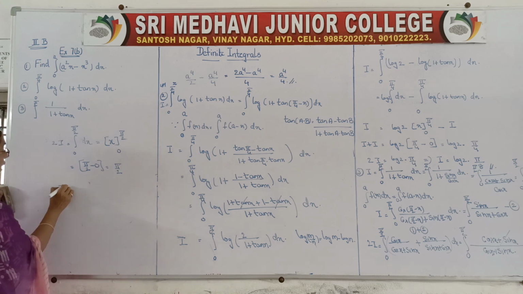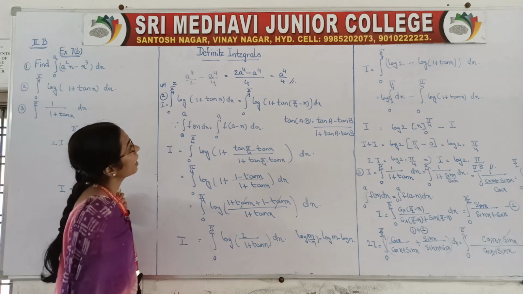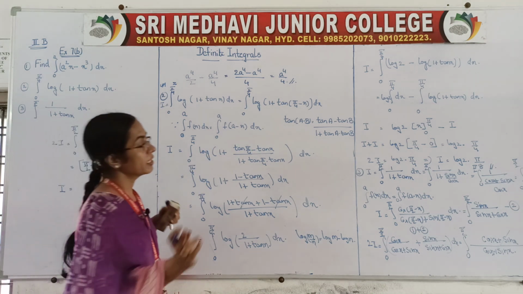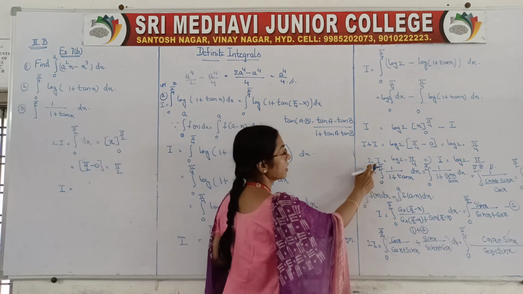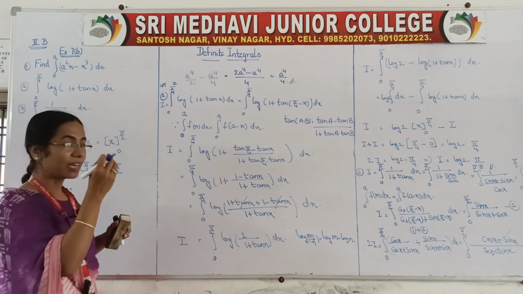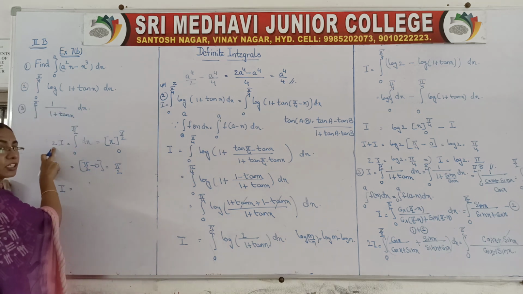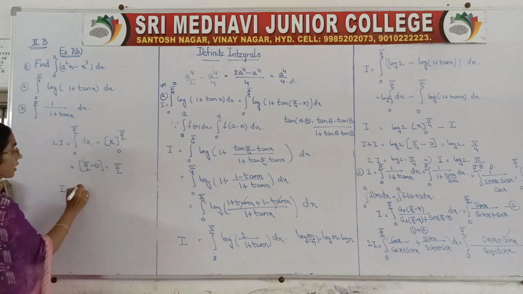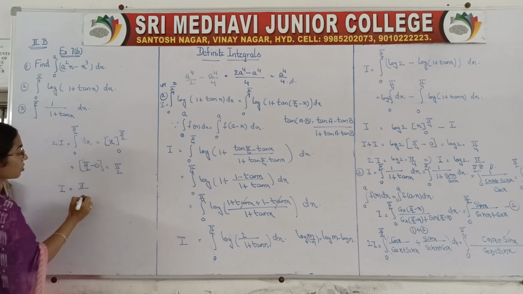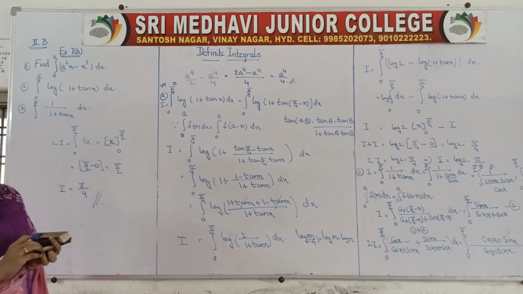We want only I at the end, we want the I value. Why? In the beginning, in the question, we have taken I is equal to integral 0 to pi by 2, 1 by 1 plus tan x. So that value we want, only I, not 2I. So send the 2 to that side. Pi by 2 already is there, 2 twos are 4. That is the answer of your question.